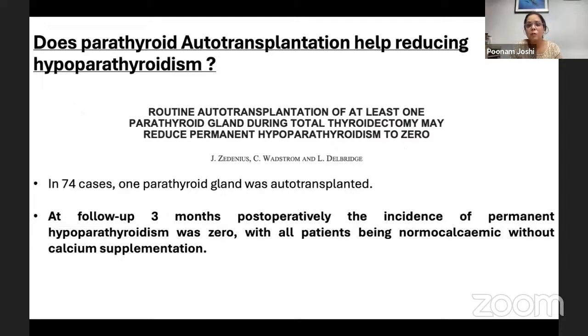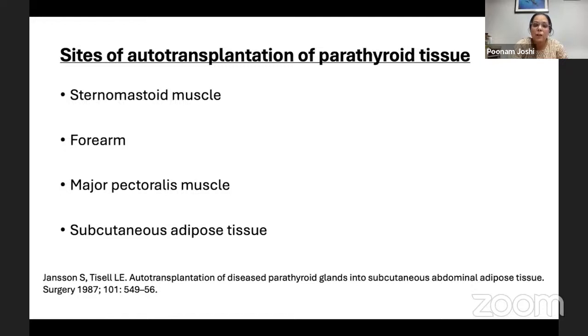So does parathyroid autotransplantation help in reducing hypoparathyroidism? Yes, we do know that whenever you inadvertently remove a parathyroid gland, or there is devascularization while doing a neck dissection or a total thyroidectomy, we have to autotransplant the parathyroid gland. Where do you autotransplant these parathyroid glands? Usually the gland is minced into multiple very small pieces, and then it is put into the sternocleidomastoid or forearm, we used to say, but most of the time it is not done in the forearm. You can put it in the muscle or subcutaneous adipose tissue also.